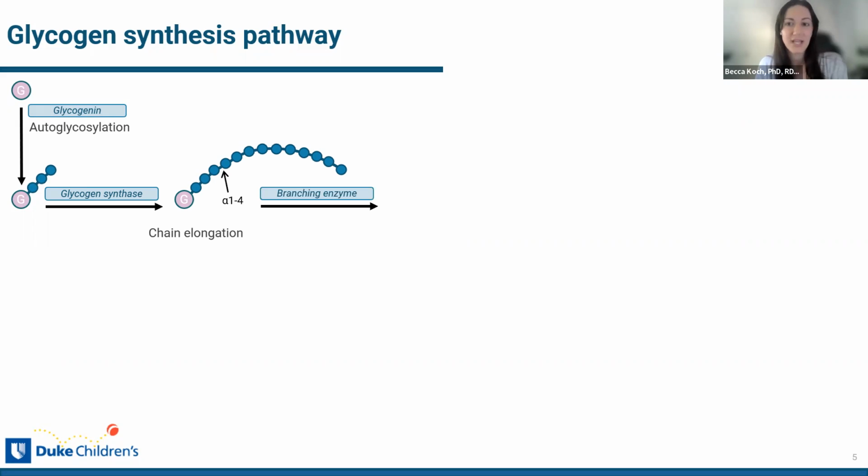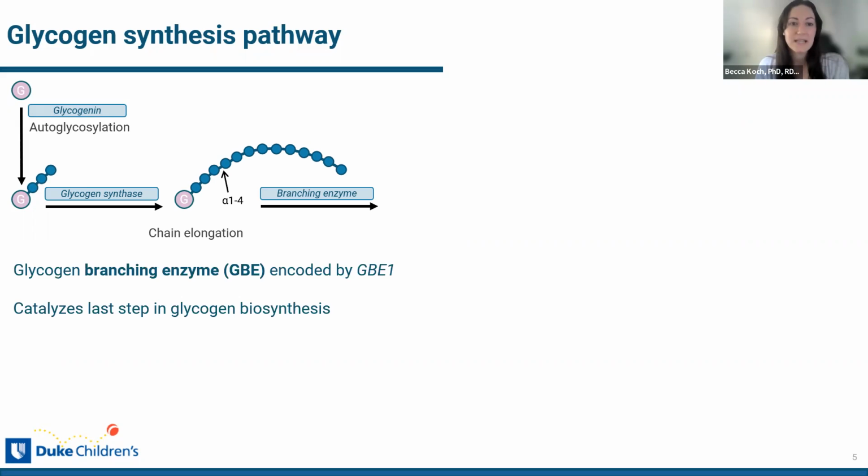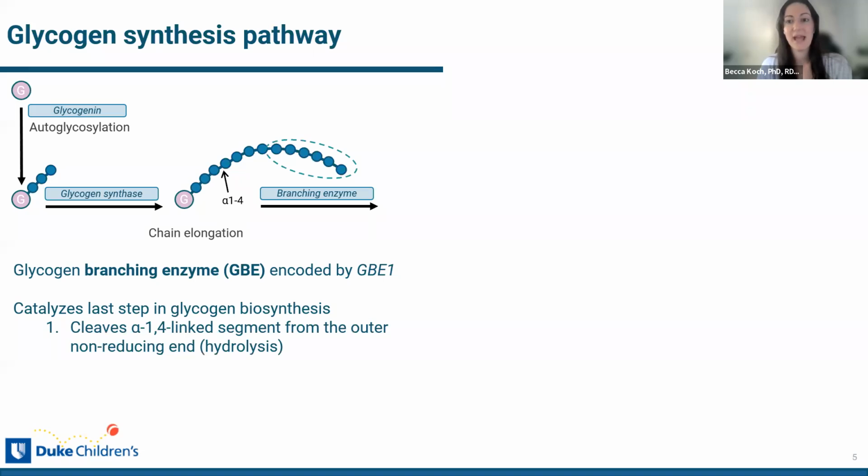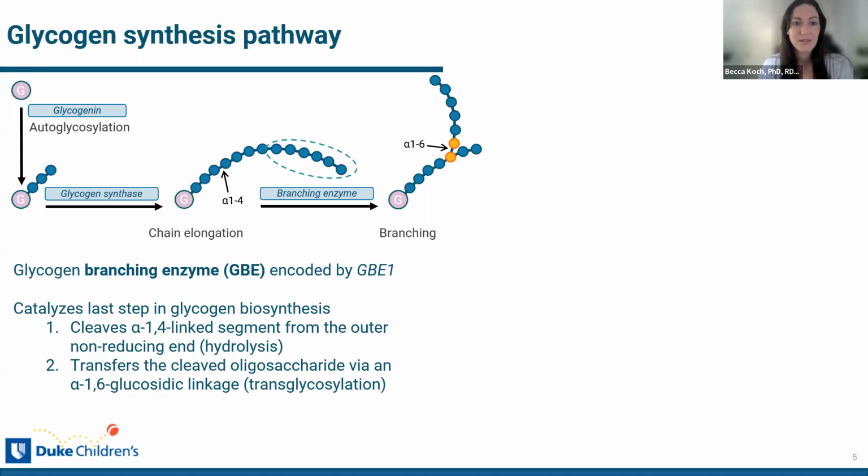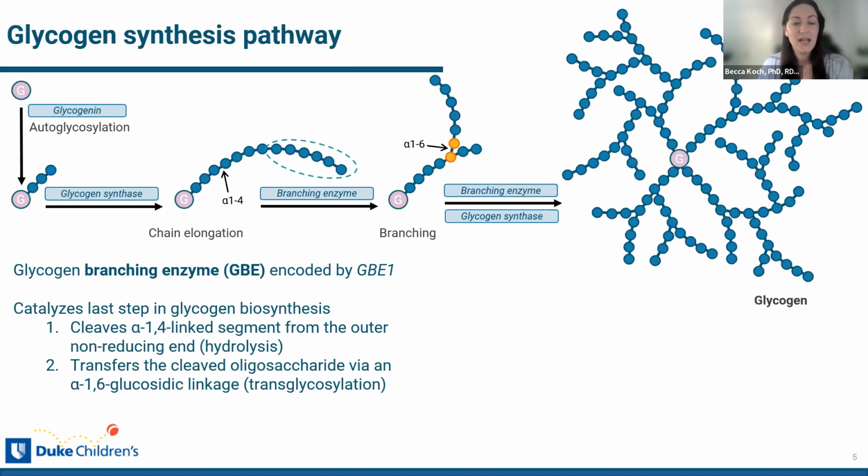From there, branching enzyme, or GBE, cleaves an alpha-1,4 link segment from that outer end of the glucan chain. So that's shown here in these dashed circles. And that is then transferred to form a branch point via an alpha-1,6 linkage, and that's highlighted here with that orange color. From there, glycogen synthase and the branching enzyme work synchronously to continue to form this branched spherical glycogen, which is soluble and stored in our cells for reserves of glucose.